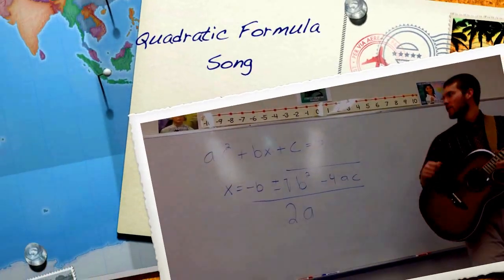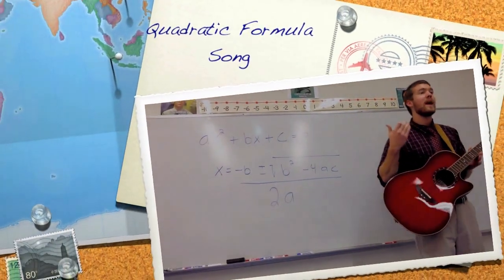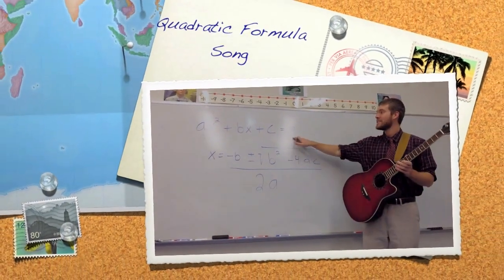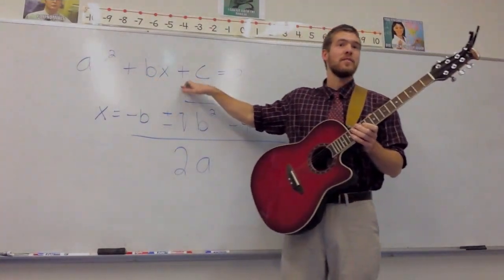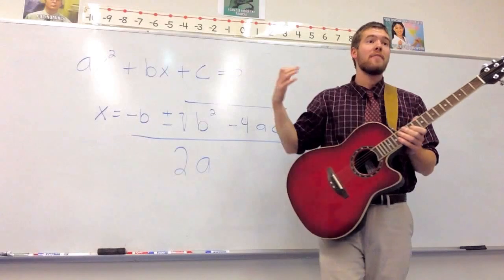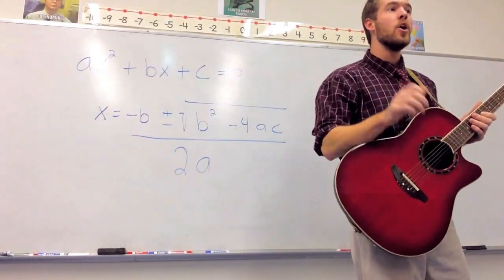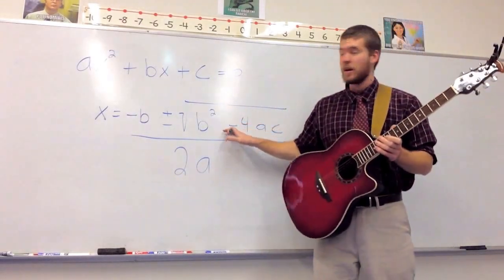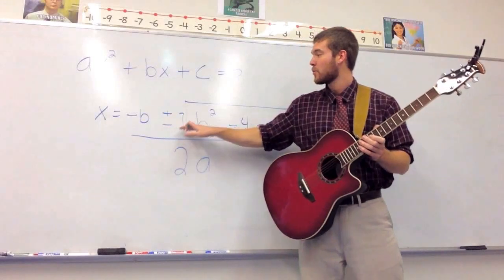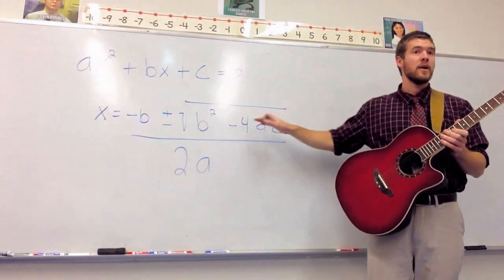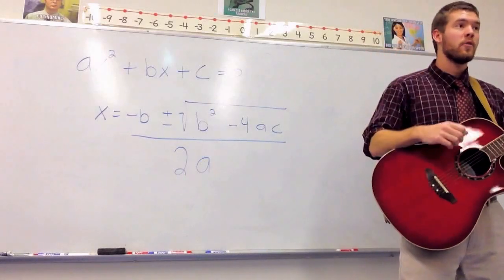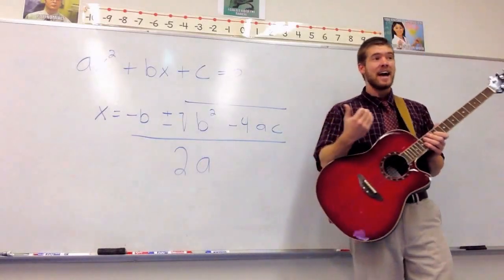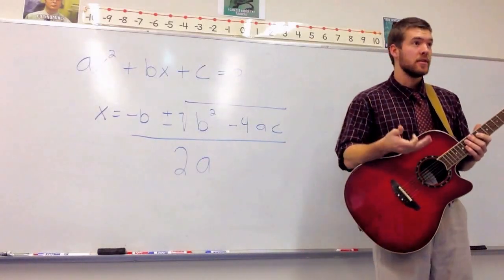The first thing about the quadratic formula is what we're actually doing. The first part is when we have a quadratic function, ax squared plus bx plus c equals 0. We have a quadratic function set equal to 0. We're using the quadratic formula of negative b plus or minus the square root of b squared minus 4ac all over 2a to find where the function crosses the x-axis or when the function is equal to 0.